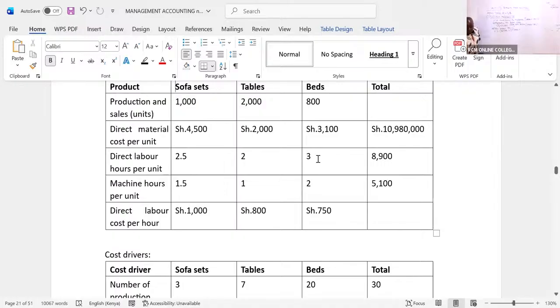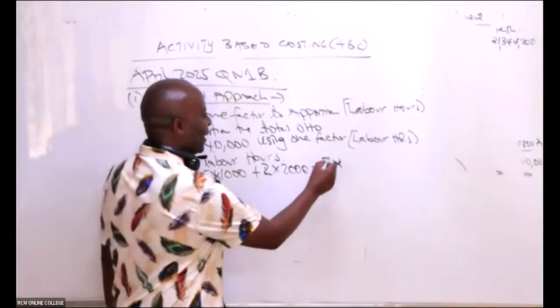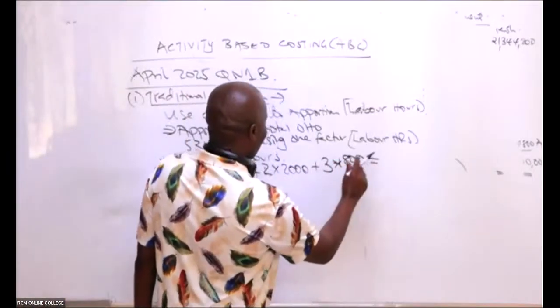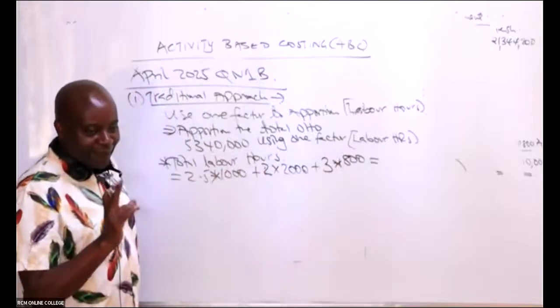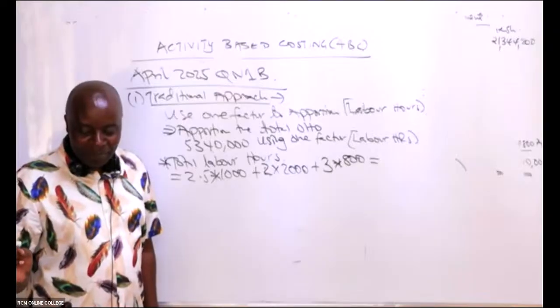Is it 3? No, I took a wrong number. Direct labor hours, it is 2.5, 2, and 3, isn't it? Sorry for that. So 3 times the number of beds that are being produced, they're 800. Can somebody come here and give me this total labor hours for the factory? How many hours are we getting? Somebody here?